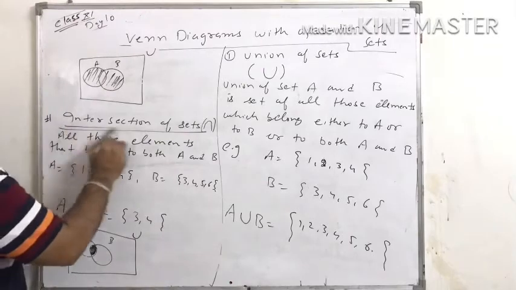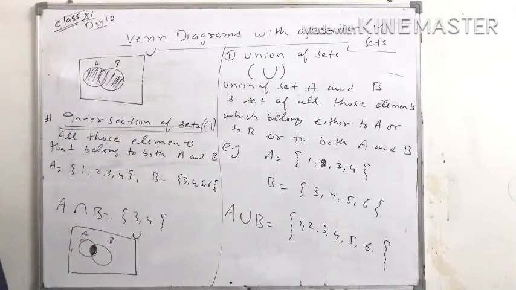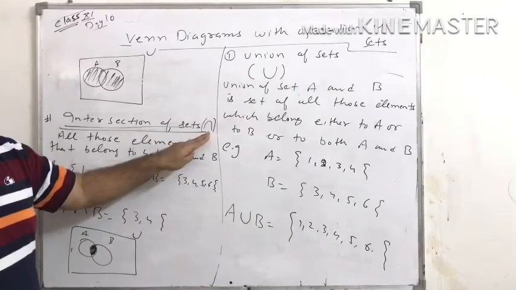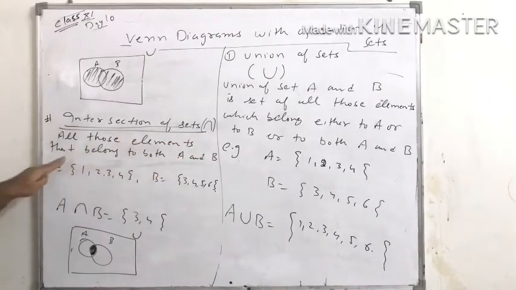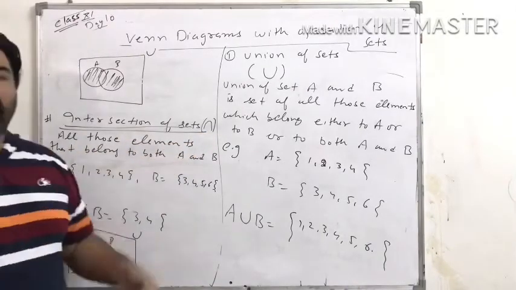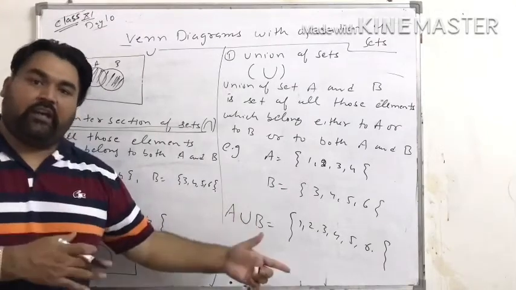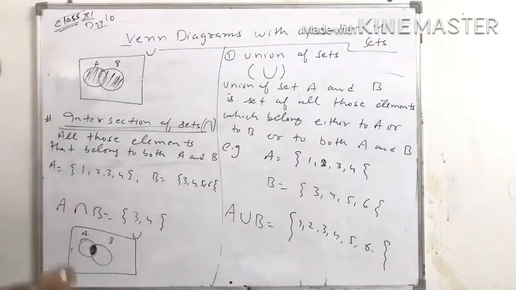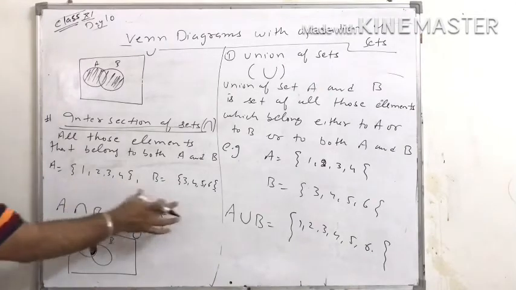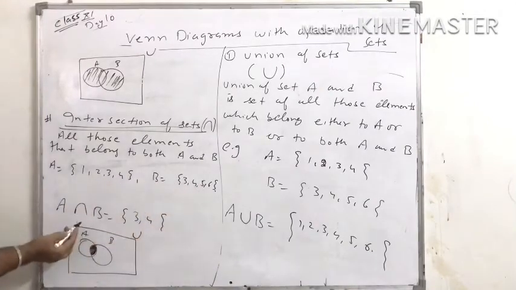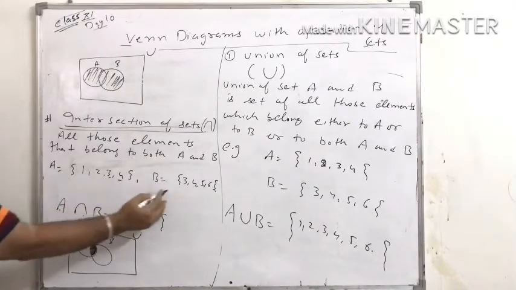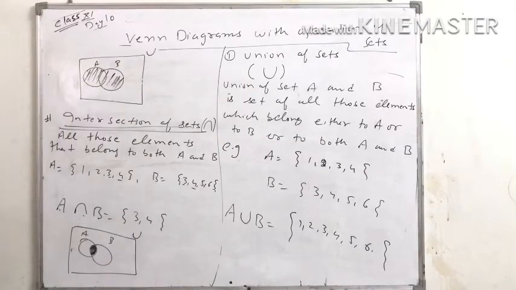The next is intersection of sets. Intersection of sets is denoted by inverted U, ∩. So all the elements that belong to both A and B, the elements which are in A and also in B, common elements. So if A equals {1, 2, 3, 4}, B equals {3, 4, 5, 6}, the sign of intersection is this, A intersection B. The common elements are 3, 4. So the answer is {3, 4}. Through Venn diagram we can represent A intersection B, this part. This is the common part between A and B.